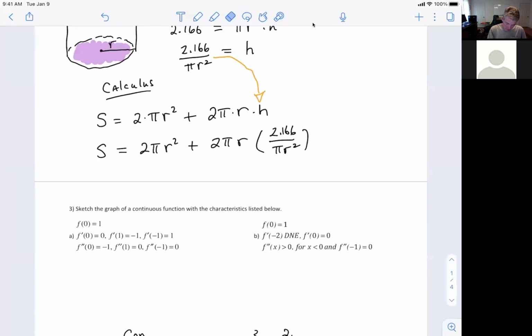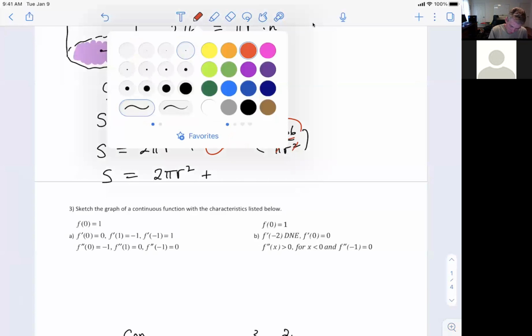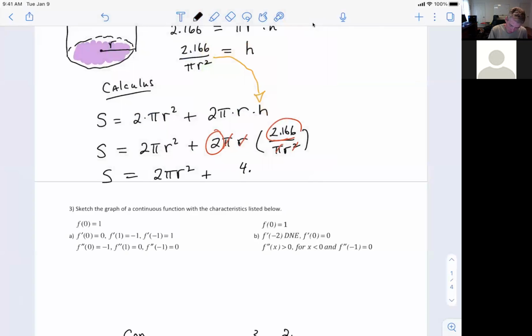And then it could be simplified a little bit. So 2 pi r squared, that doesn't need to be simplified. I could have this pi cancel this pi, and I could have this r cancel one of these r's. And then I just need to know what's 2 times 2.166. 2 times 2.166 is 4.332. So for the numerator, there's a 4.332, and in the denominator, there's just an r.